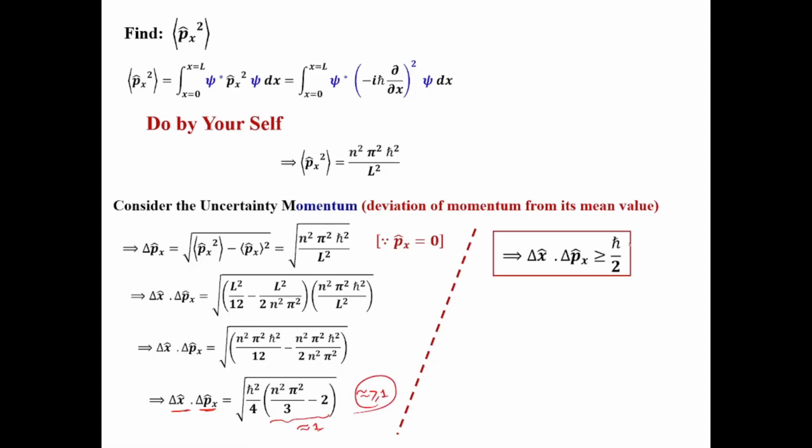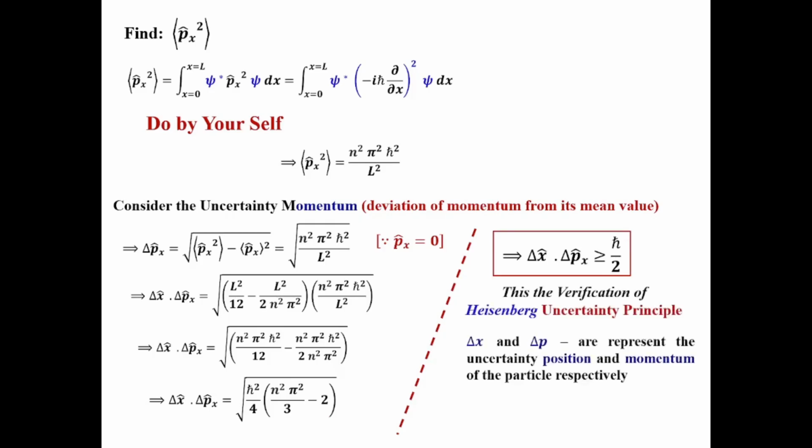So we found this expression, which is nothing but the Heisenberg uncertainty principle. Hence we can say this is the verification of the Heisenberg uncertainty principle, right? Here del x, and del px, since we consider motion along the x-axis, represent the uncertainty in position and momentum of the particle respectively. So here we verified the Heisenberg uncertainty principle by considering one dimensional dynamics from x equal to 0 to x equal to L.